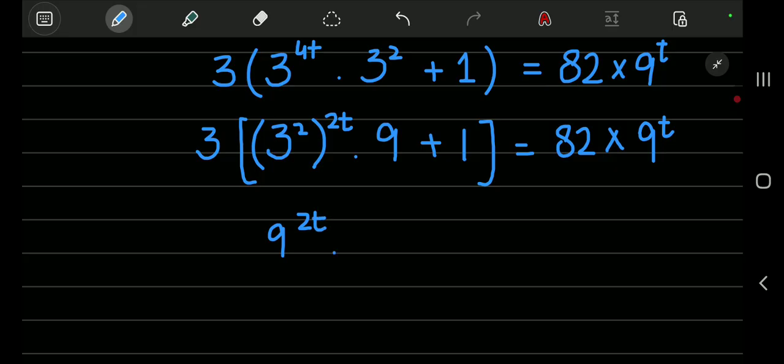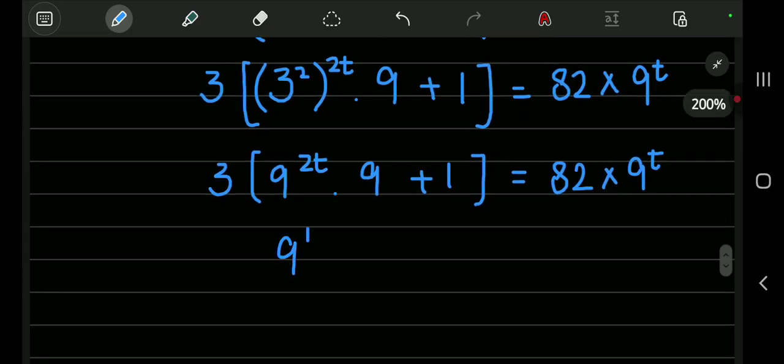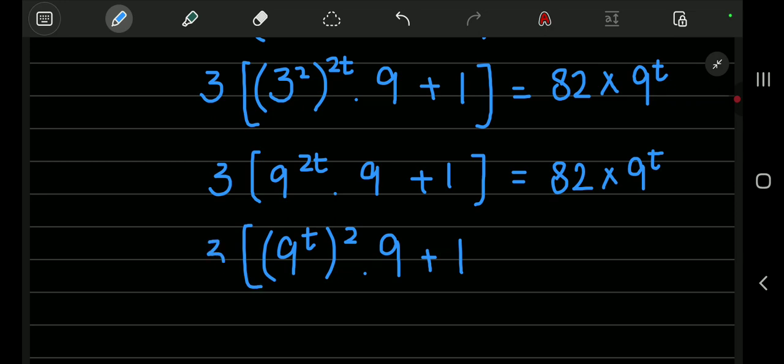So in the next step we will be splitting the power of power, making it 9 to the power t, all to the power 2. So it will become 3 times (9 to the power t) squared times 9, plus 1, equals 82 times 9 to the power t, as it is.